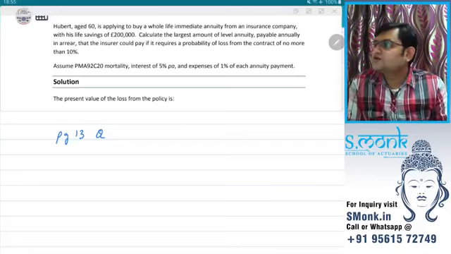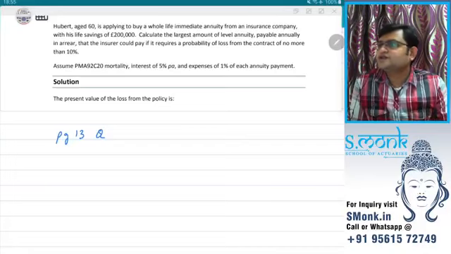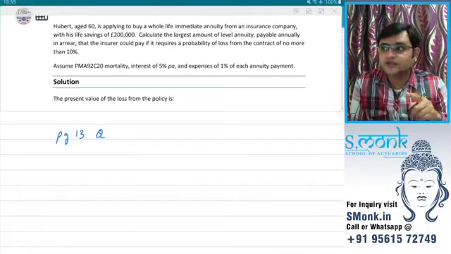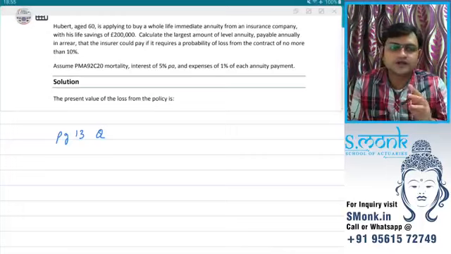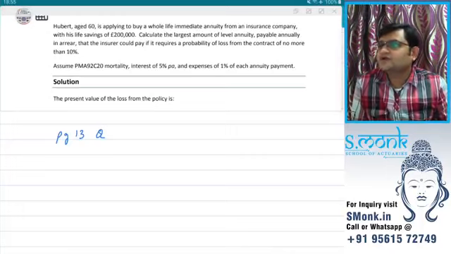So we have Herbert, age 60, applying to buy a whole life immediate annuity, not assurance, this is annuity. Immediate just means we are talking about starting immediately, from an insurance company with his life savings of 200,000. That is the amount he'll be paying, a single premium. Calculate the largest amount of level annuity payable annually in arrears that the insurer could pay if it requires a probability of loss from the contract of no more than 10%.